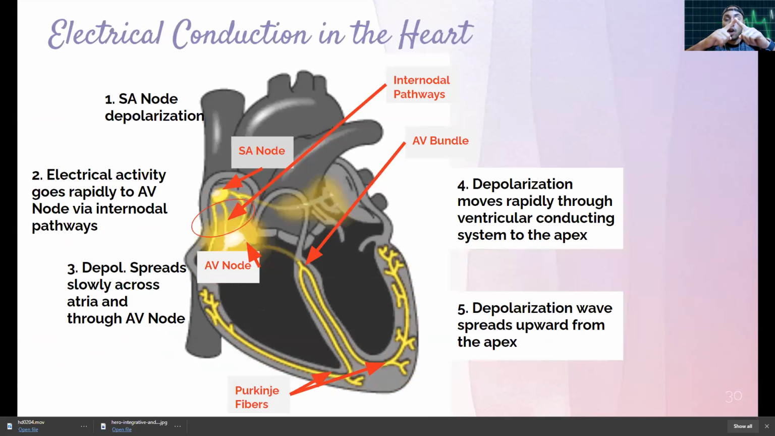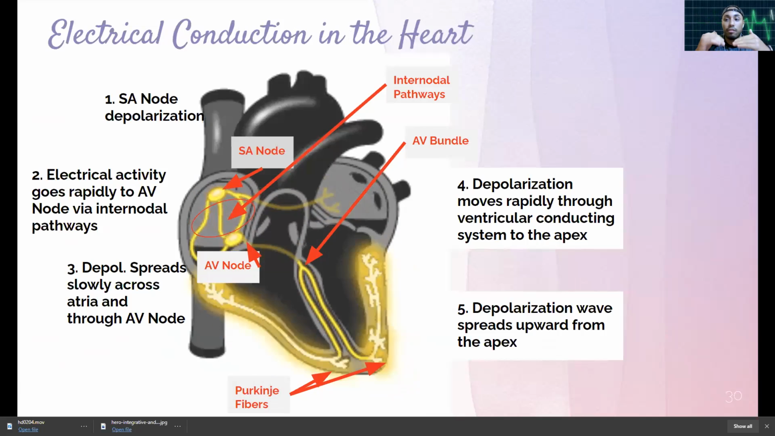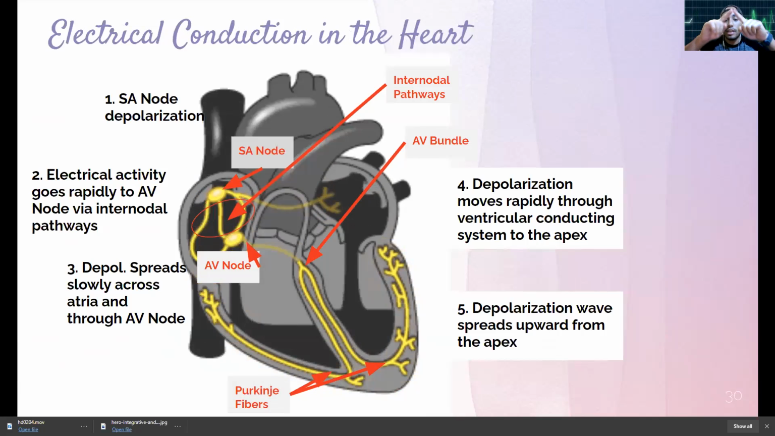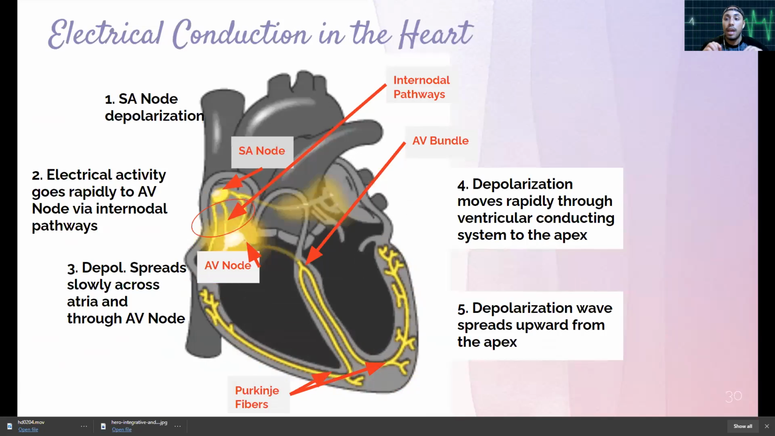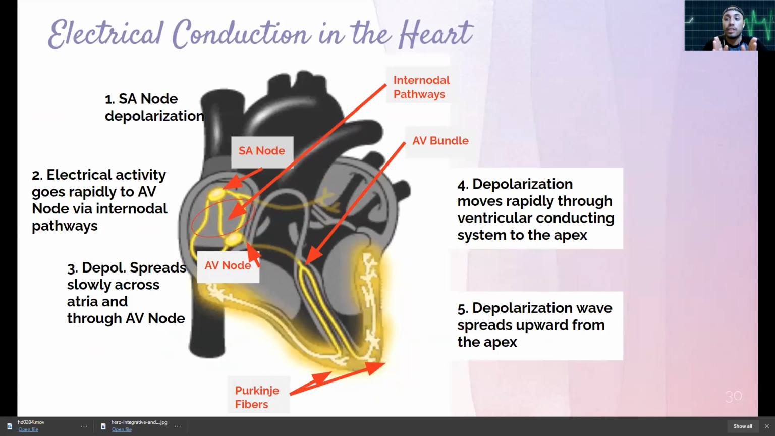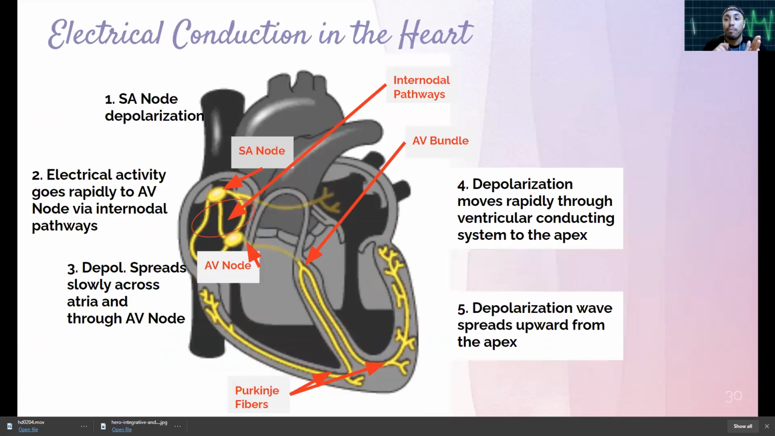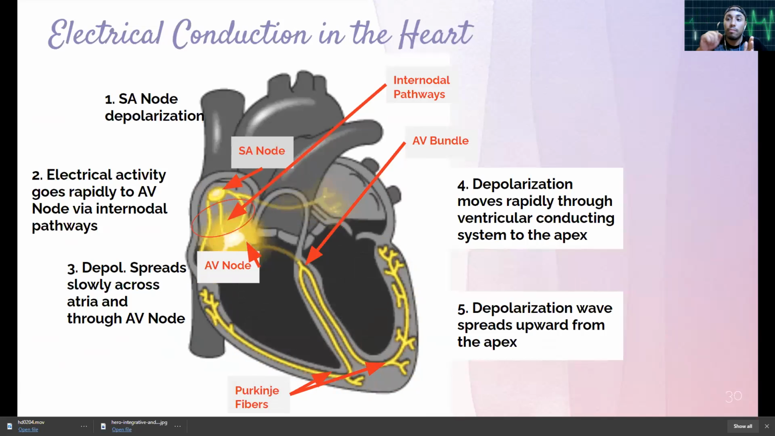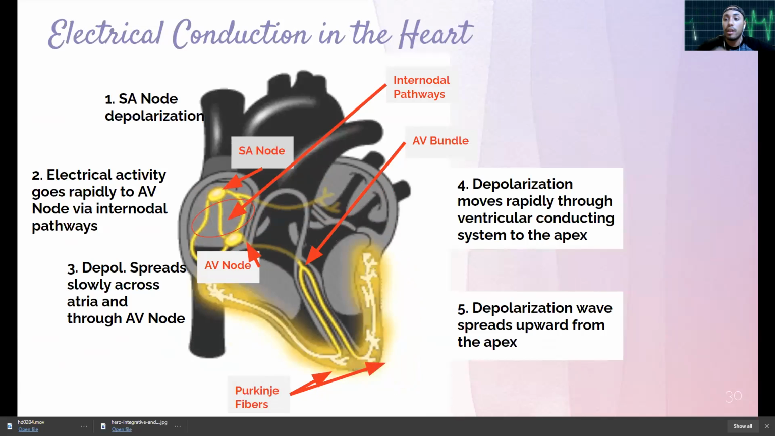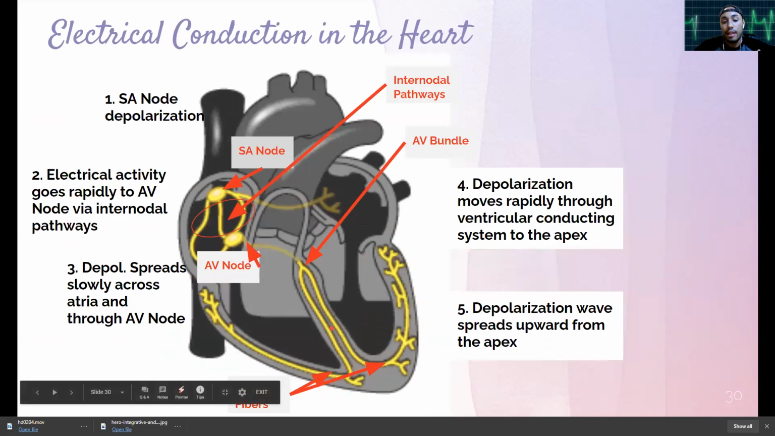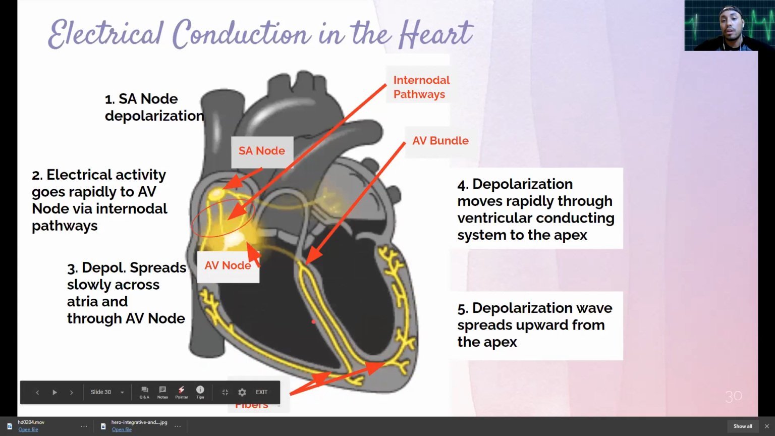If it started at the top, then the blood would be pushed down and wouldn't know where to go. But instead, that charge makes its way down to the bottom, and then it causes that depolarization, which contracts the heart muscle and pumps the blood out of the heart and into the body. Just know that that's the way, the order and how this occurs.